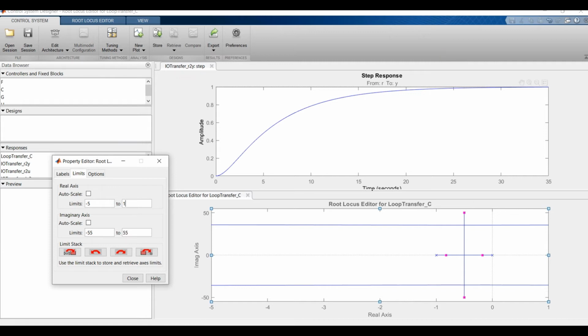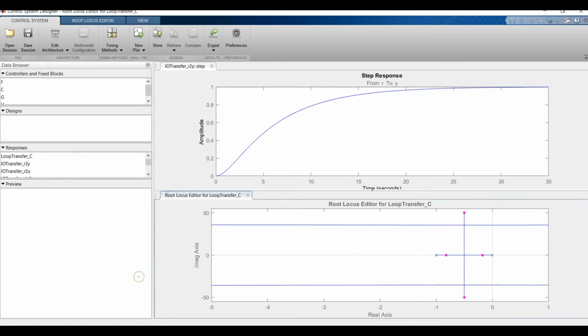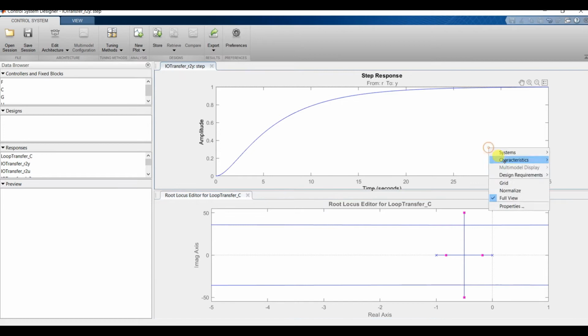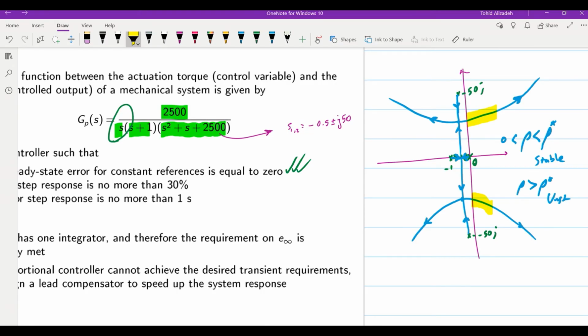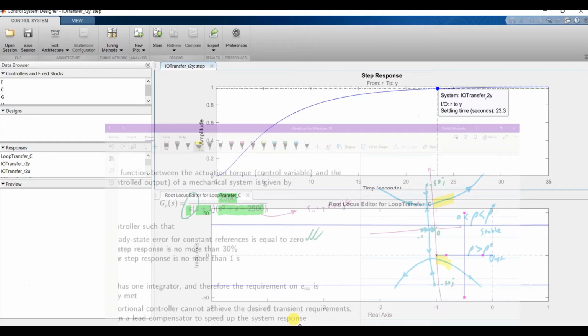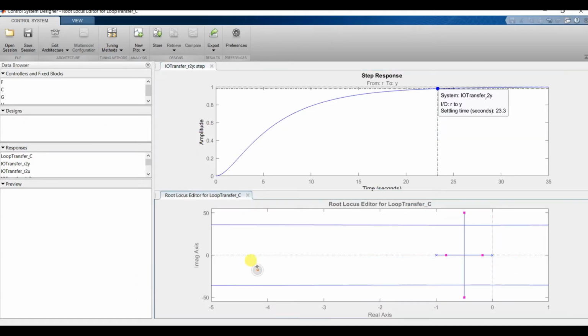And in the upper part, you can see the step response of the system. So I guess you can already see that the settling time for this system is quite high. It is around 23 seconds. And we want to have it smaller than 1 second. Okay, so let's come back here.